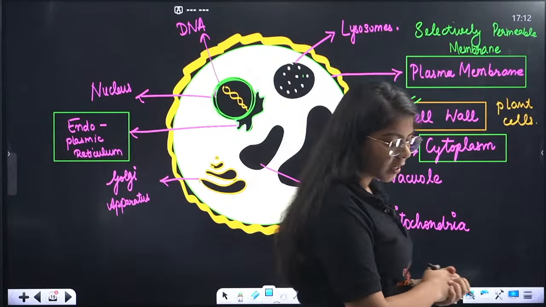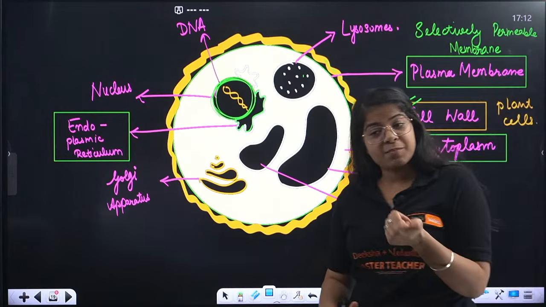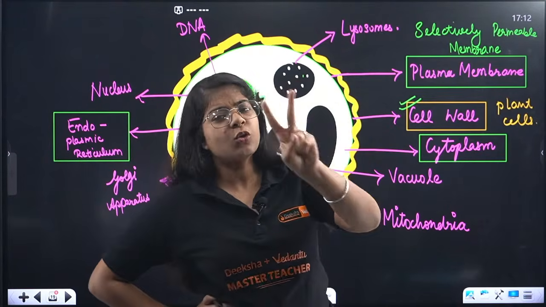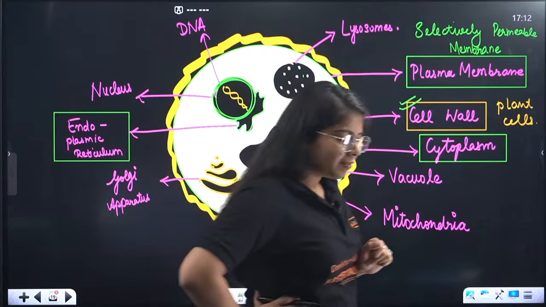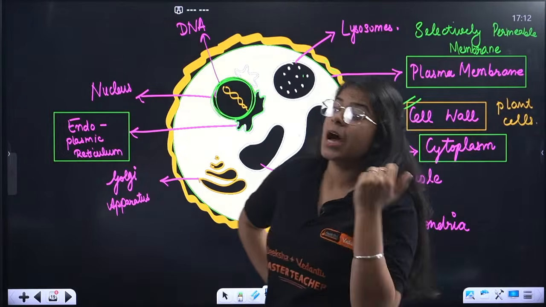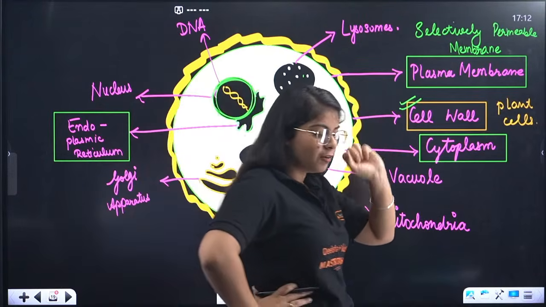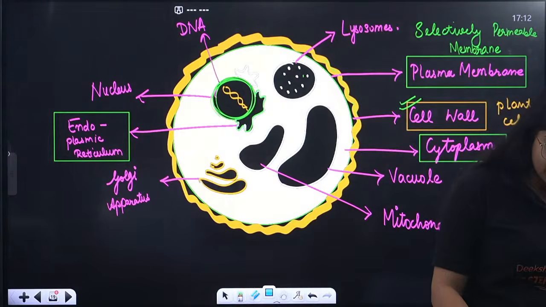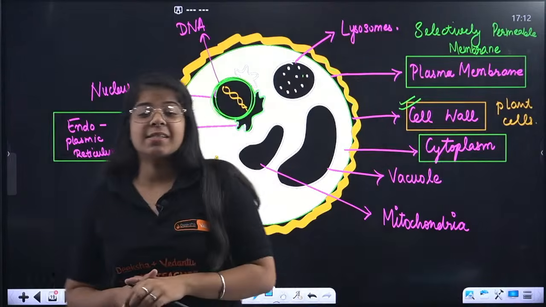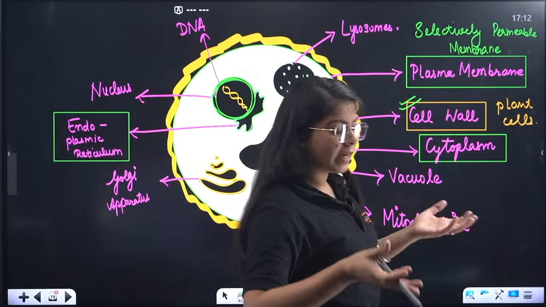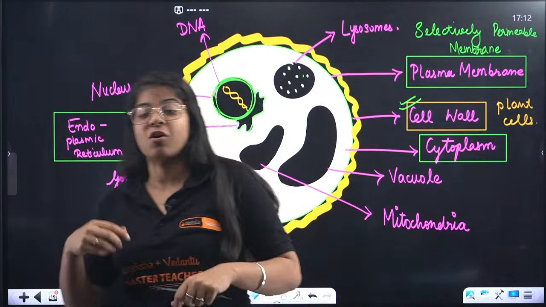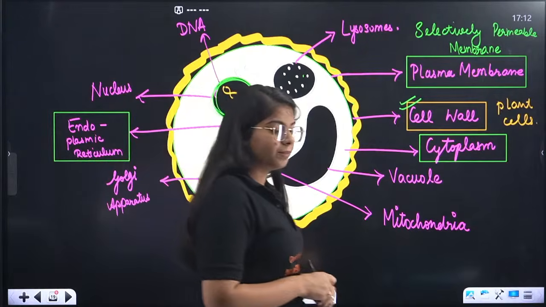Okay, so we are done with plasma membrane, cell wall, nucleus, endoplasmic reticulum. Now you tell me what are the two types of endoplasmic reticulum. We have two types of endoplasmic reticulum. One is SER, another is RER. What is the full form of SER and RER? Quick everyone, quick. What are the two types of endoplasmic reticulum, one that helps in the synthesis of protein and one that helps in the synthesis of lipids? What is that called?